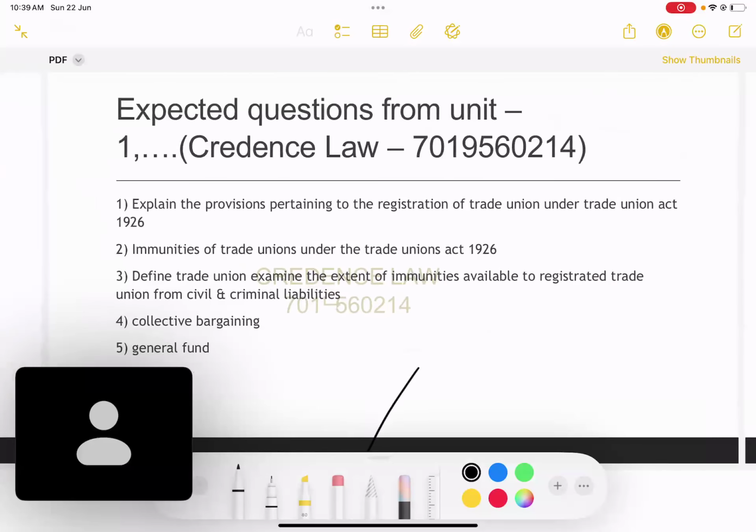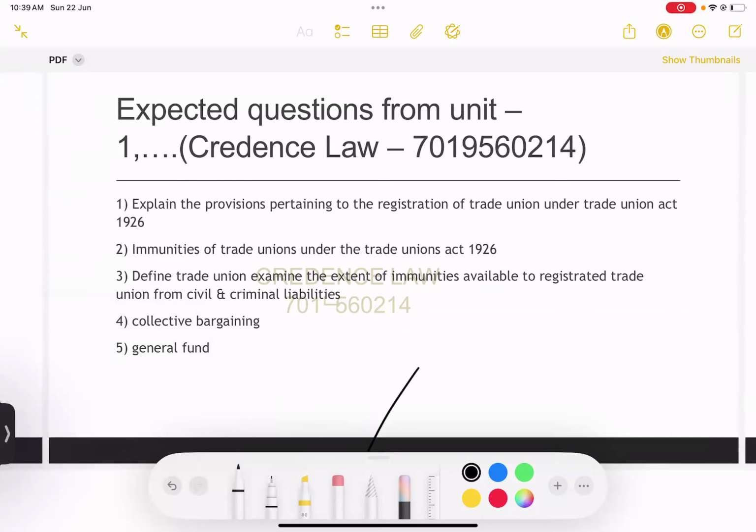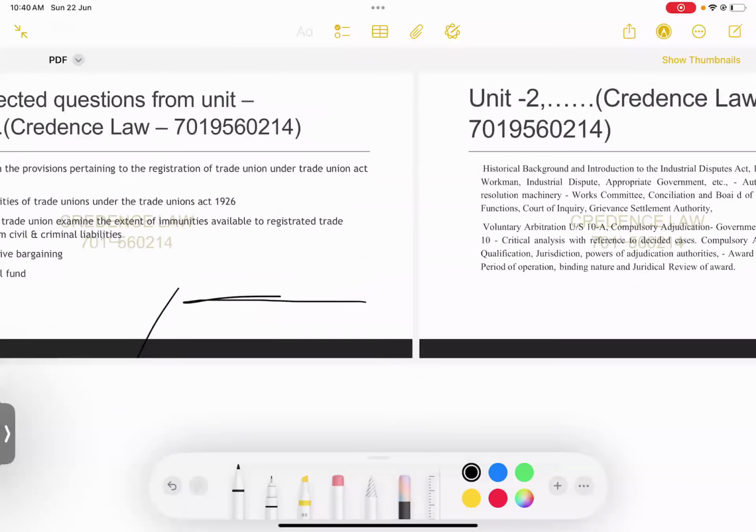Speaking of the important questions from the first unit, the first important question would be to study the registration of the trade union, then to study the immunities, and then to study the criminal and civil liabilities. Collective bargaining is important for a short note. General fund and political fund, sections 15 and 16, are very important. And then we have the second unit.